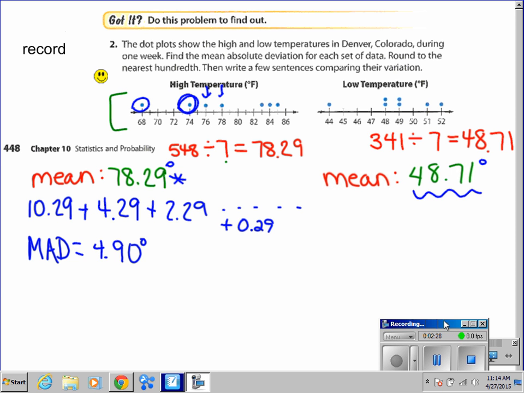Okay, sorry for the distraction. Looking up here, who can take 48.71 and minus 44? What do you get? 4.71. Go to the next one. We have 48. What's the difference? 0.71. We have another 48. Yes. 0.71. And we're going to go through all the rest of these dots.